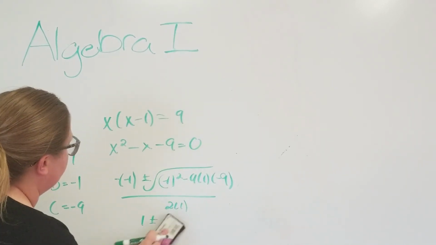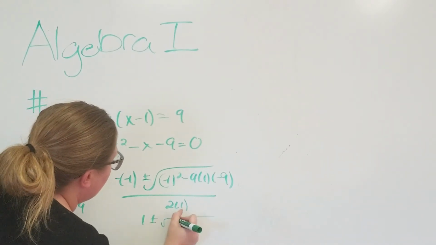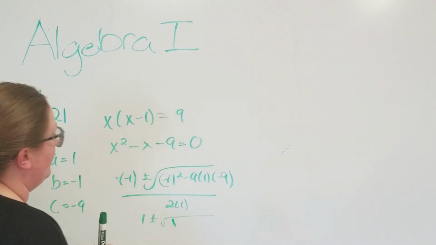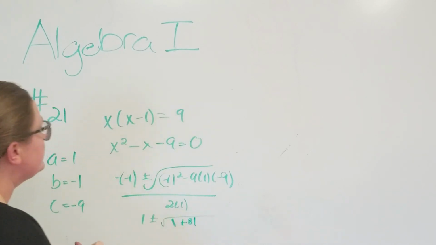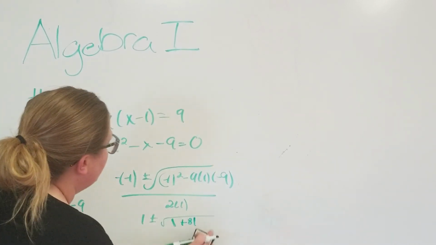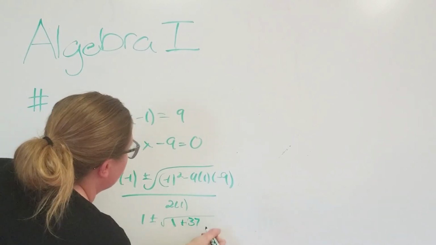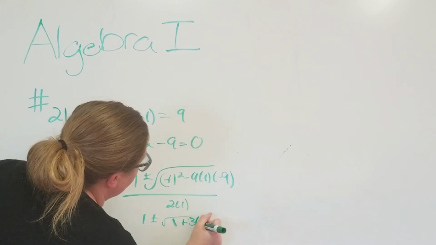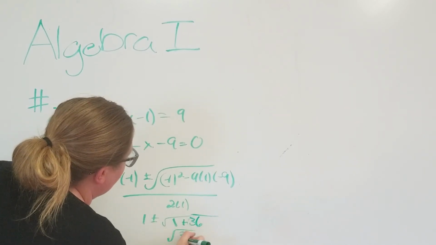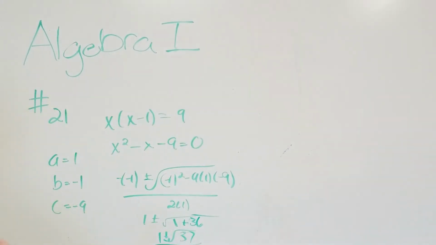All right, so it would be 1 plus or minus the square root of 1 squared, which is 1, and then negative 9 times negative 9 is plus 81. Oh no, it's 4 times 9. I'm really messing up today, guys. 36. 1 plus 36, which is 37. Regardless, we're going to get two answers because we still have 1 plus or minus square root of 37 over 2. So it's still two distinct answers.